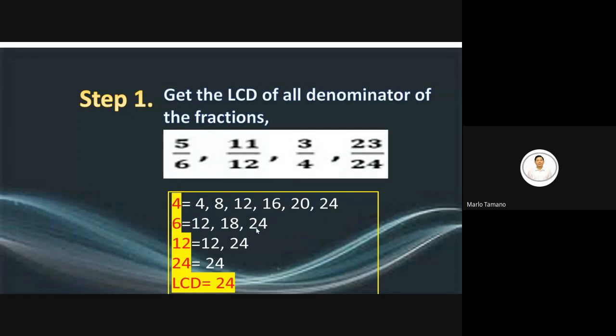Yes? 4, 8, 12, 16, 20, 24. Nakuha nyo yung ating multiples of 4, multiples of 6, multiples of 24, multiples of 12. Naintindihan po? Opo, sir. Okay. So, isang method po o isang pamamaraan ng pagkuha ng LCD po.